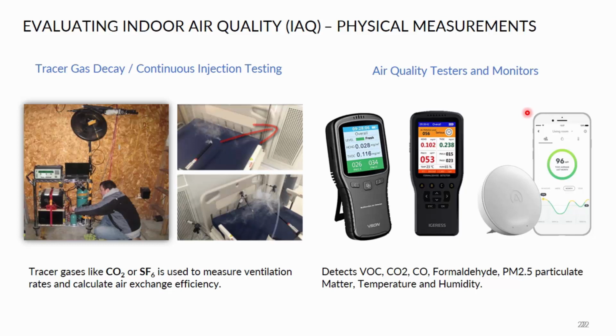And on the right, you can see some sensors and devices which can measure the concentration of various contaminants in air, like VOCs, CO2, carbon monoxide, and PM2.5 particulate matter. It is also useful in checking temperature and humidity levels.